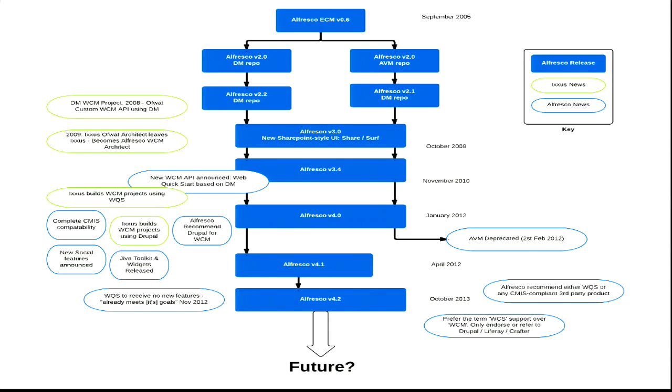As we move into Alfresco 3.4, a new web content management API is announced, and that's Web Quick Start. Web Quick Start is essentially a foundation for building websites in Alfresco. It provides a number of out-of-the-box services that let you deliver content to end users. And it also provides, I think it's 2 implementations of what an example website might look like if you're using Alfresco for web content.